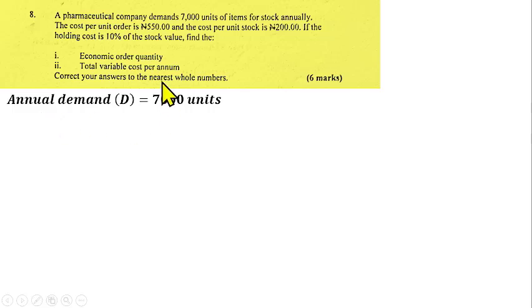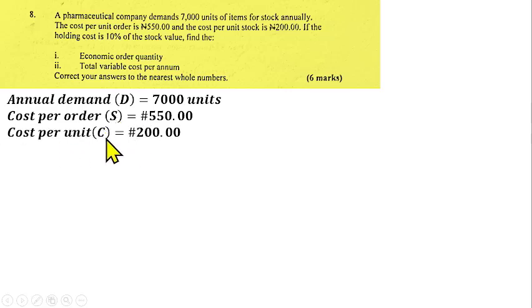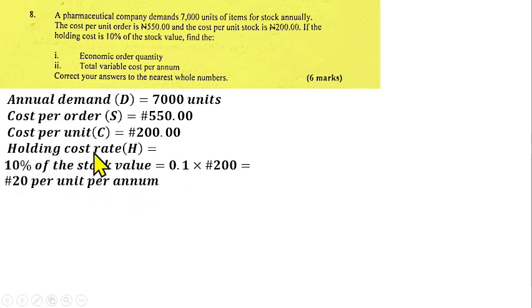So the annual demand is given, which is 7,000 units, represented by D. The cost per order is 550, represented by S. Then the cost per unit is given also, represented by C, and that is 200. Then the holding cost rate, represented by H, is equal to 10% of the stock value. That is 0.1 times the stock value, which is 200, and that gives us 20 naira per unit per annum.